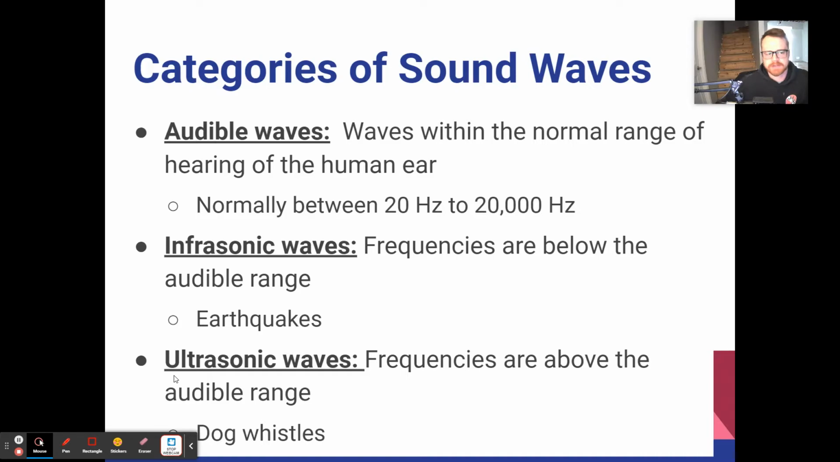So, speaking of being able to hear things, there are frequencies that sound waves are transmitted at that we can hear or can't hear. Audible waves are the ones that we can hear. Normally for humans, we can hear between 20 hertz and 20,000 hertz. Anything below 20 hertz, we refer to as infrasonic waves. These are super low and very difficult for us to hear. Earthquakes are an example of this.